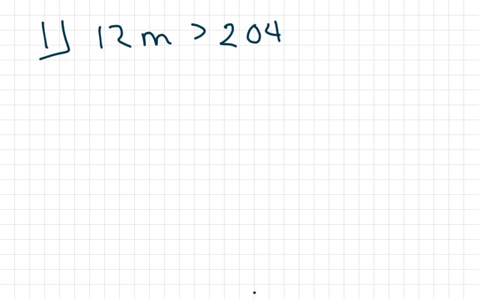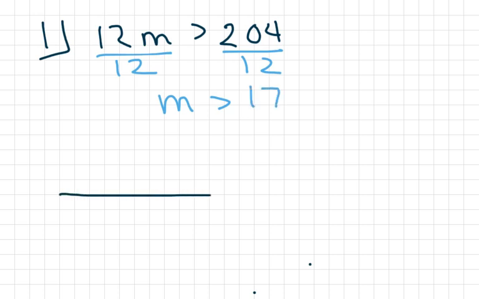The first one we have is 12m is greater than 204, and we're going to divide both sides by, again, you should have already watched the solving equations. Divide both sides by 12, so we have m is greater than 17.